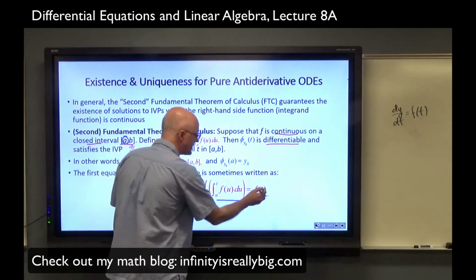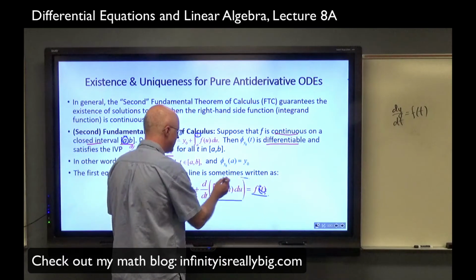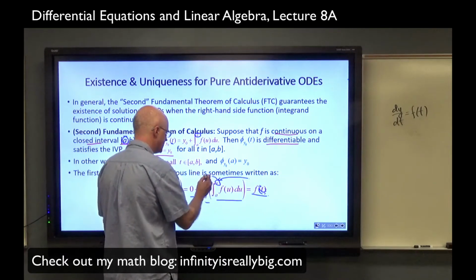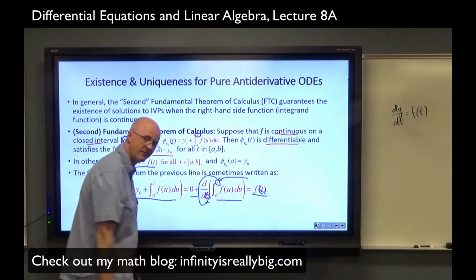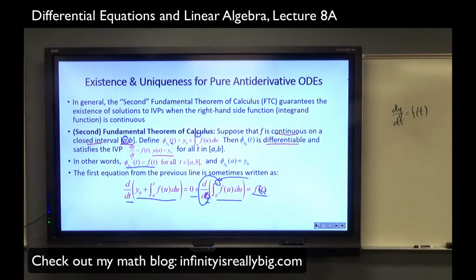But you do want to make sure you put a t in there, not a u. This quantity right there needs to match the upper limit of the integral, and it also needs to match the t right there. Okay? That's the basic idea that you can write this theorem. So, the derivative and integral undo each other.